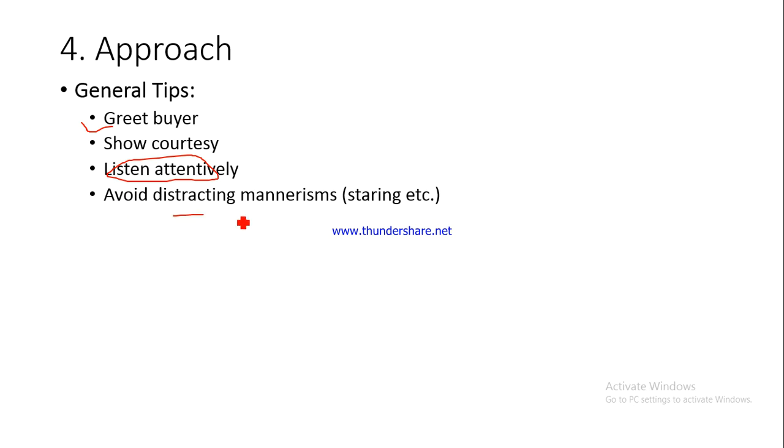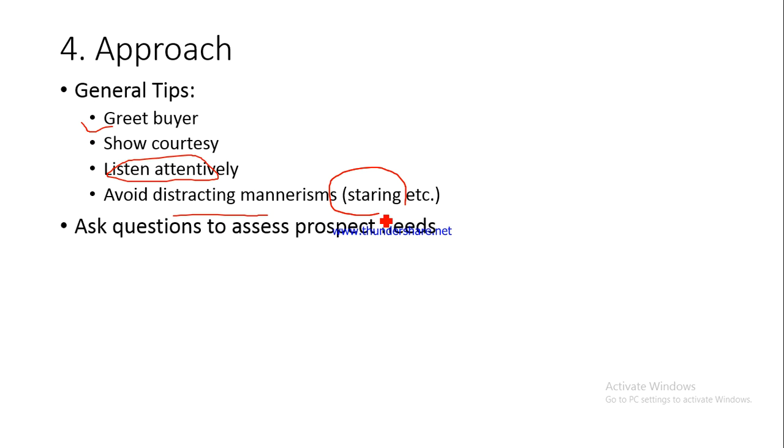Again, please avoid distracting mannerisms. Anything that distracts the buyer should be avoided. For example, you should not be staring at the buyer. Again, you should not be shabbily dressed also, because that can also act as a distraction, and the prospect may not be willing to pay attention to you, just because you are distracting him unknowingly, of course, by staring at him or by being dressed up in shabby clothes.